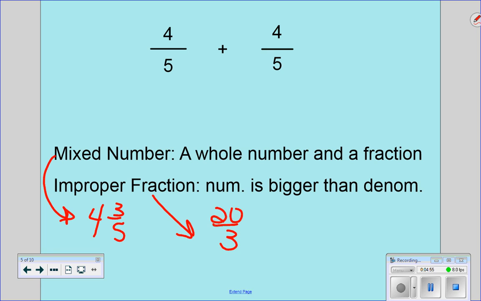A mixed number is a whole number and a fraction, and an improper fraction is a fraction where the top is larger than the bottom. You're going to have to work with both of these things today.